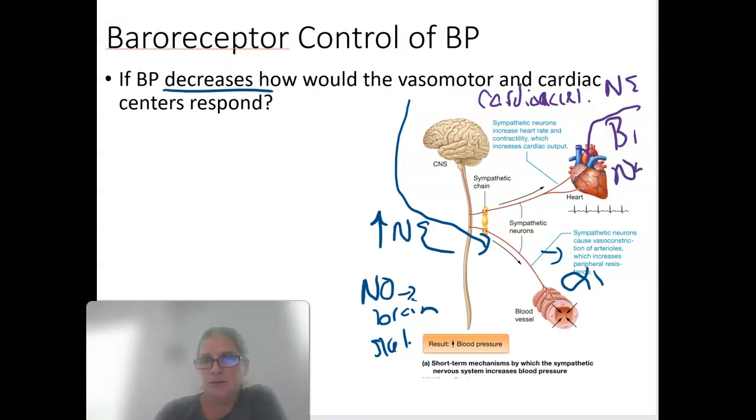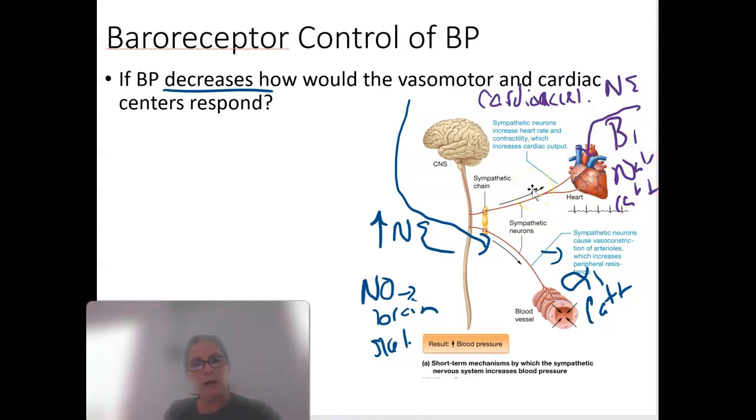So I'll try to fit this on the screen. We know that when it went to the blood vessels and bound to an alpha 1, it opened calcium channels. That's why we have the vasoconstriction. And when we're at the heart with the beta 1, that's what's going to raise our heart rate. So if our heart rate goes up, our cardiac output goes up, and our blood pressure goes up. Now remember, this is how we raise blood pressure.